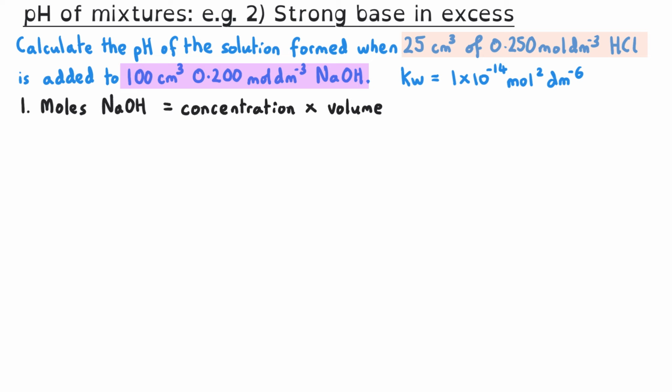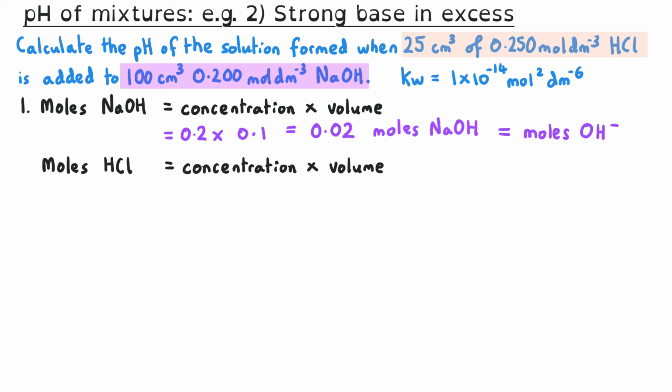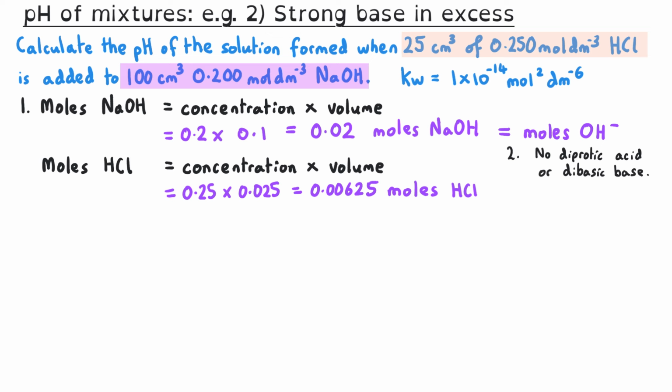First of all, calculate the moles of sodium hydroxide by taking the concentration, 0.2, and multiplying it by the volume, 0.1. That gets us 0.02 moles of sodium hydroxide and the same moles of hydroxide ions. Moles of hydrochloric acid is its concentration, 0.25, multiplied by its volume, 0.025. That gets us 0.00625 moles of hydrochloric acid. This will be the same as the moles of hydrogen ions.